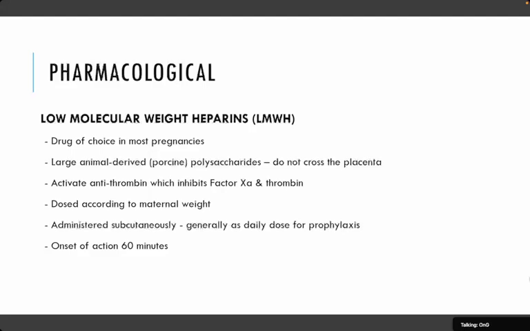And then with the pharmacological methods, we have heparin, and both unfractionated heparin and low molecular weight heparins are safe to use in pregnancy, but the low molecular weight heparins are the drug of choice in most pregnancies. These are large animal-derived polysaccharides that don't cross the placenta because of their molecular weight. They activate antithrombin, which then inhibits factor 10A and thrombin, and they are dosed according to the maternal weight. They're administered subcutaneously, generally as a daily dose for prophylaxis, and their onset of action is 60 minutes.